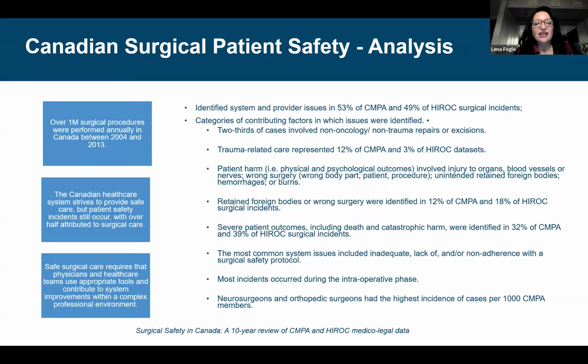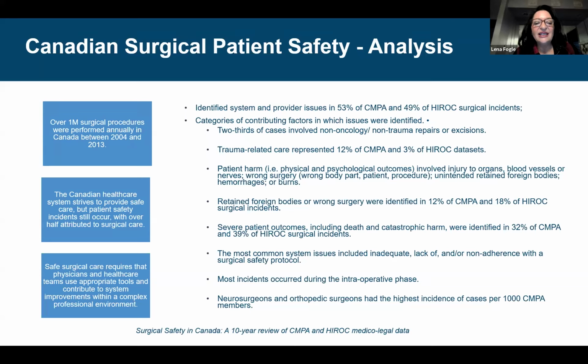So, taking a look at Canadian surgical patient safety, I learned that over 1 million surgical procedures were performed. This was an annual report between 2004 and 2013. I'm sure that's grown, but that's the most recent. They do it about every 10 years, so you're about due for one.